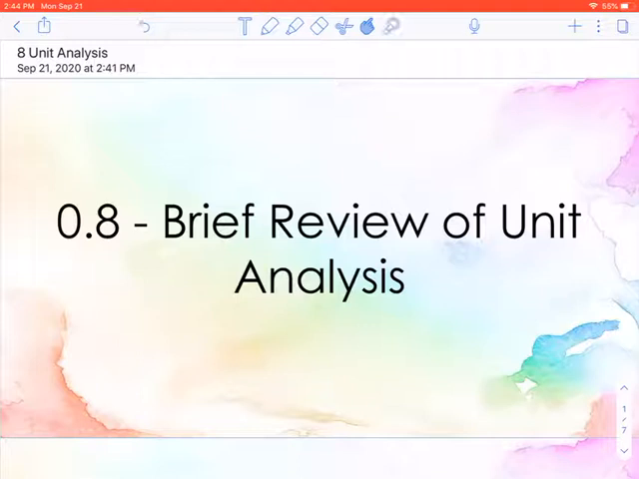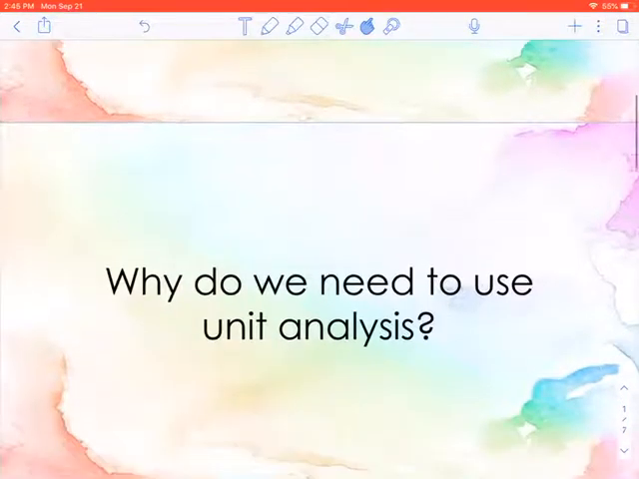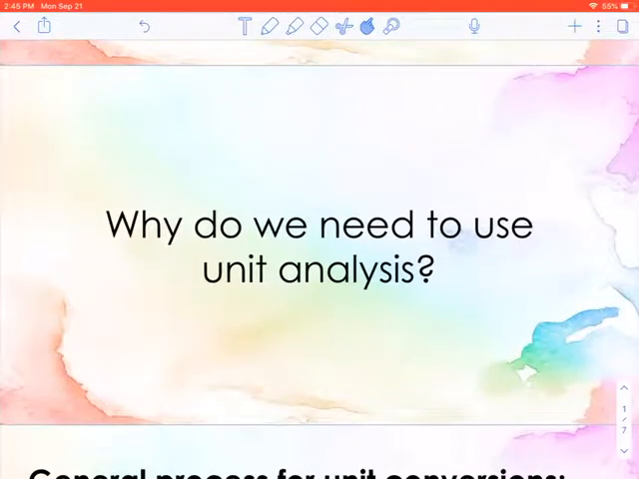Hi everyone, this is just a really quick review of unit analysis, sometimes also called dimensional analysis or unit conversions, because we are going to be doing it next time we're in class together, and so I just wanted to make sure that you had a little refresher before we get started. So first, why do we need to do unit analysis?